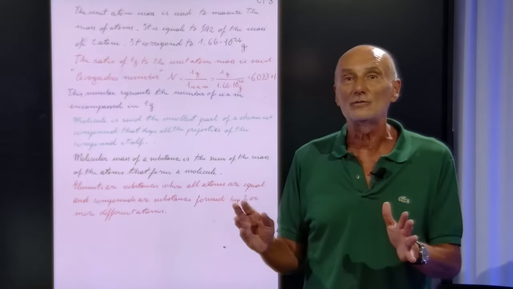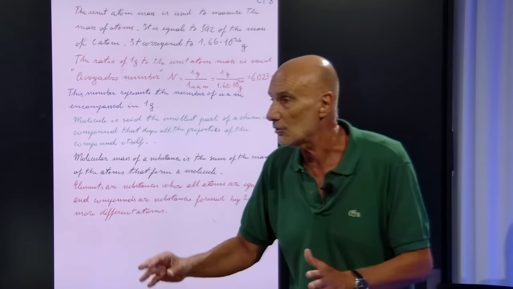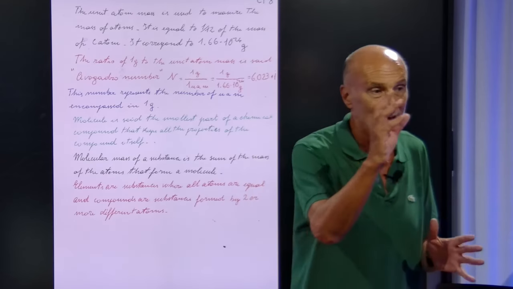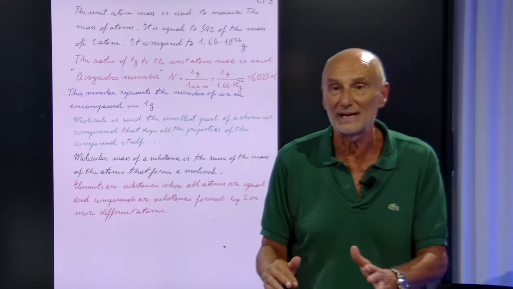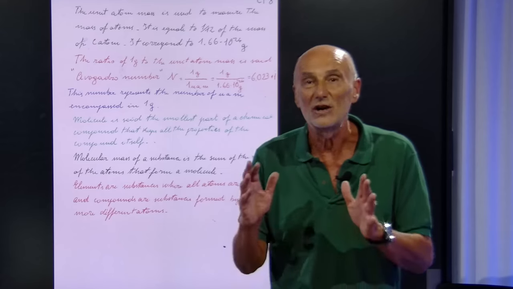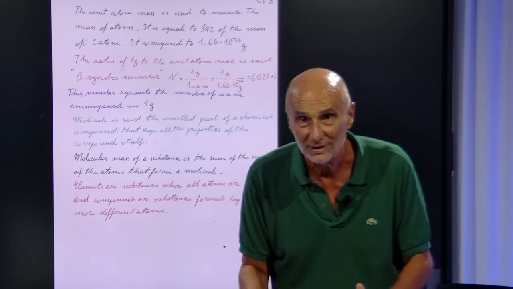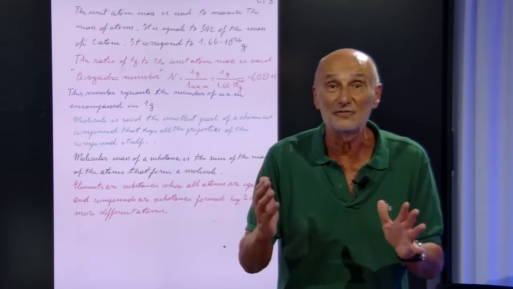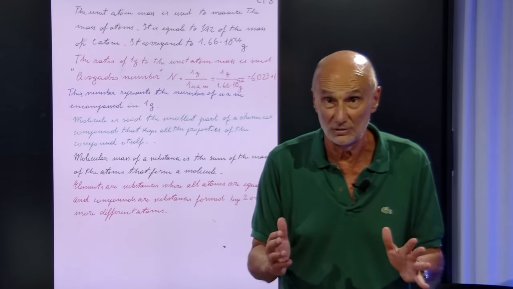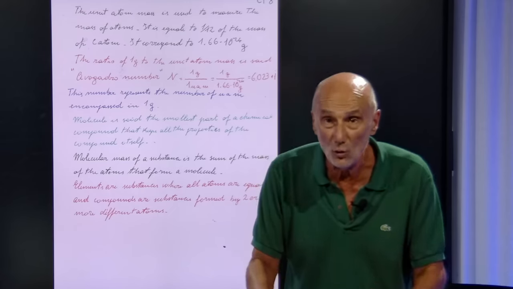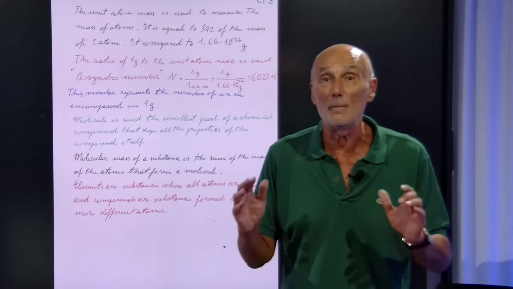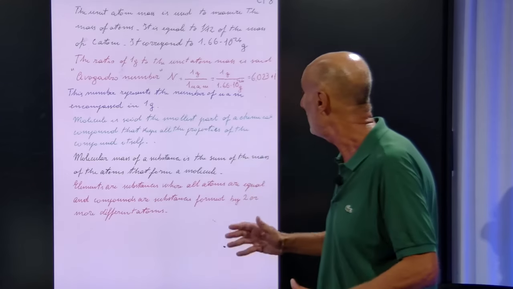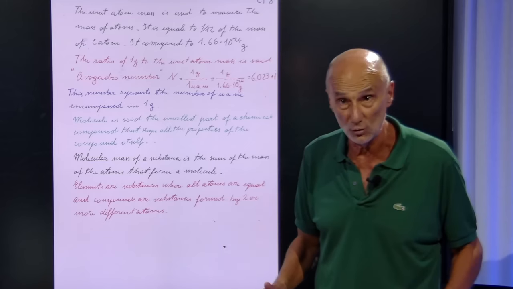But when you detach the oxygen from hydrogen in water, the oxygen and hydrogen resulting from electrolysis of water will have lost the properties of water and will be different chemical compounds. So, the smallest part of a chemical compound that keeps all the properties of the compound is a molecule. Okay?